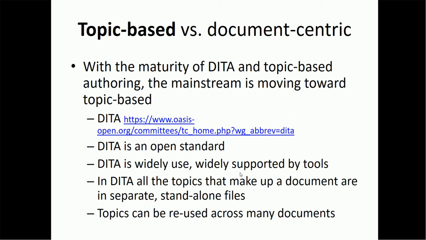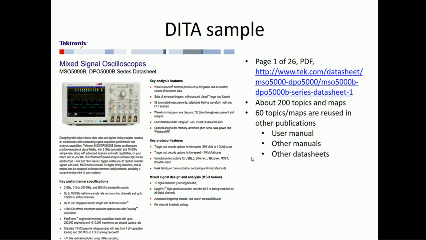So because requirements change, the document authoring system changed, and in order to usher in topic-based authoring, DITA became the prevailing open standard for topic-based authoring. So DITA is available, as I said before, at this URL. It's an open standard. It's widely used, widely supported by tools. And in DITA, all of the topics that make up a document are separate, standalone files that can be reused across many documents. That's kind of the strength of DITA.